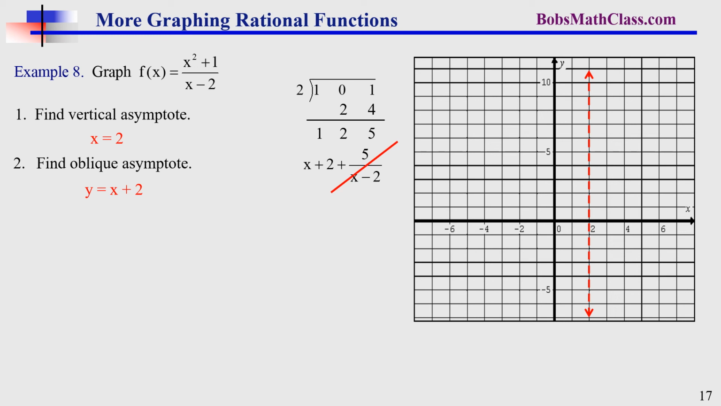Let's graph it. You could either use a slope and the y-intercept if you want. The slope is 1, 1 over 1. The y-intercept is 2. So you go to 2 on the y-axis and then go up 1 over 1, up 1 over 1. Or you can just pick some points. That's what I'll do here. So I picked 0, 1, and 2. For each one, there's the y values. Let's plot those points. And then draw the oblique asymptote.